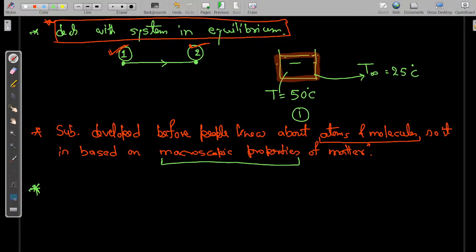No, you are not wrong. Then next is all the laws of thermodynamics are entirely empirical.